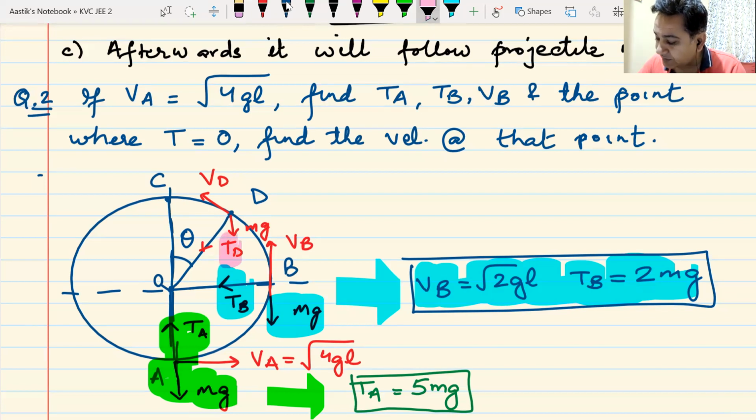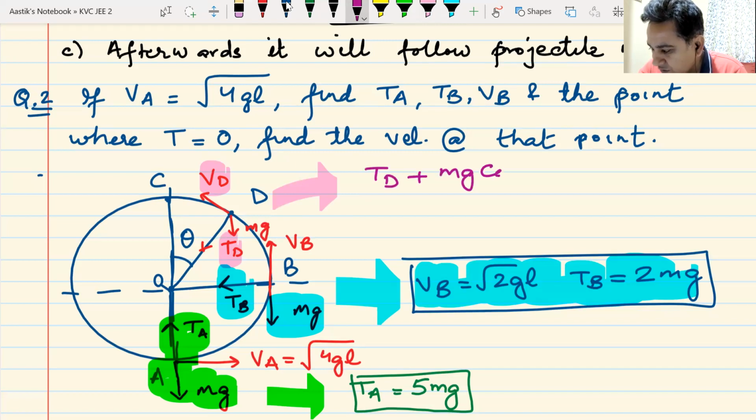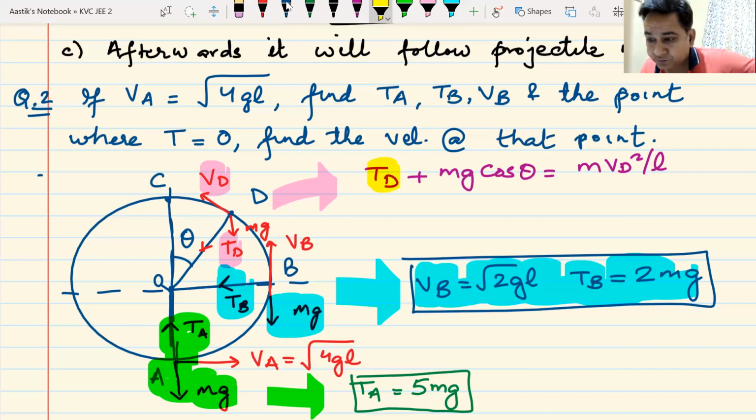And the pink part is the equation at point D. Can you give me the equation at point D? TD plus mg cos theta is equal to m VD square by L. That is absolutely correct. All of you would understand this, yes or no? Yes, sir. We also know that this VD is 0, correct? Sir.